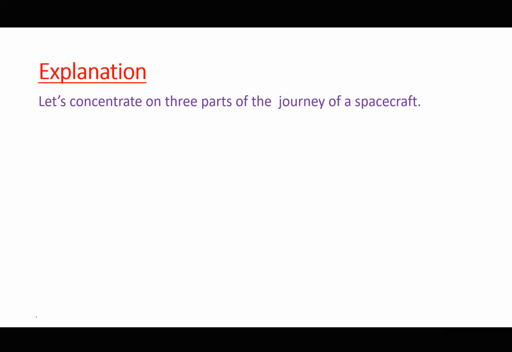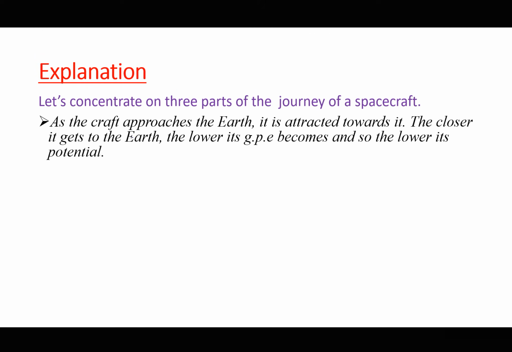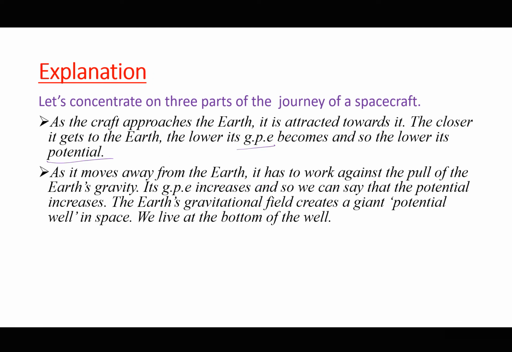So I have said, as the spacecraft approaches the Earth, it's attracted towards the Earth. So it means the closer it gets to the Earth, the lower its gravitational potential energy, or the lower its potential. Then now it moves away from the Earth. As it moves away from the Earth, it has to work against the pull of the Earth. Actually, it gains potential energy when it is moving against. So the gravitational potential energy increases. And so we can say that the potential also increases as you move away from the large mass.